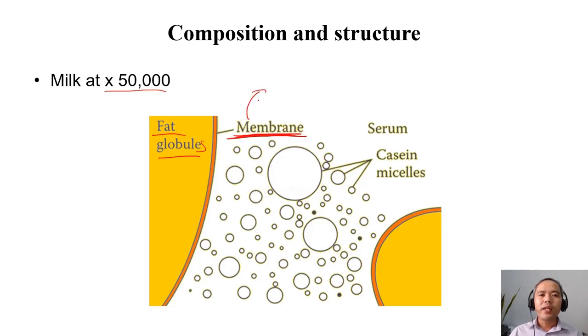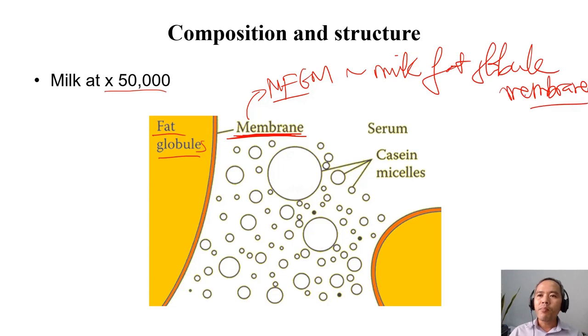This membrane is called MFGM, milk fat globule membrane, the membrane which surrounds the fat globules in milk. Okay, and then now we start to see the second particles, the casein micelles. Casein is protein in milk. But these proteins are present in micelles.